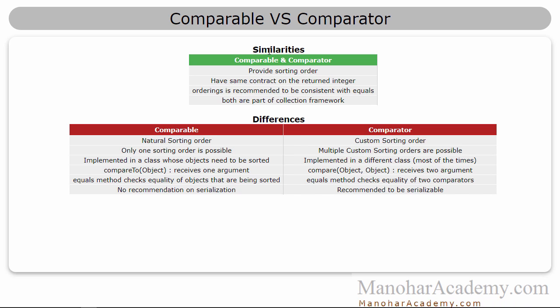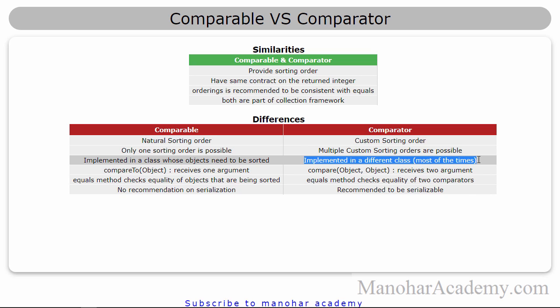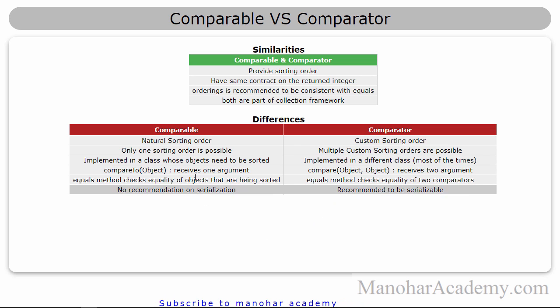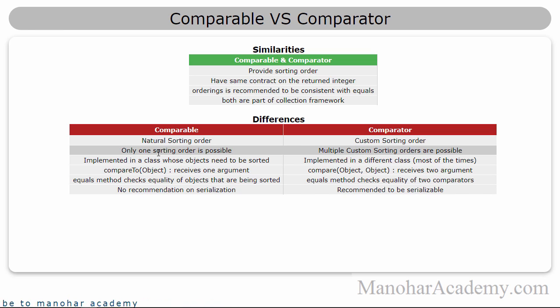Okay, these are the similarities, and then what are the differences? In case of comparable, we call it natural sorting order. That is because the comparable interface is implemented by the class whose objects need to be sorted. So this is called natural sorting order. In case of comparator, we are calling it custom sorting order because the sorting logic is implemented in a different class. In case of comparable, only one sorting order is possible. There will be only one natural sorting order, but in case of comparator, we can provide as many custom sorts as we need.